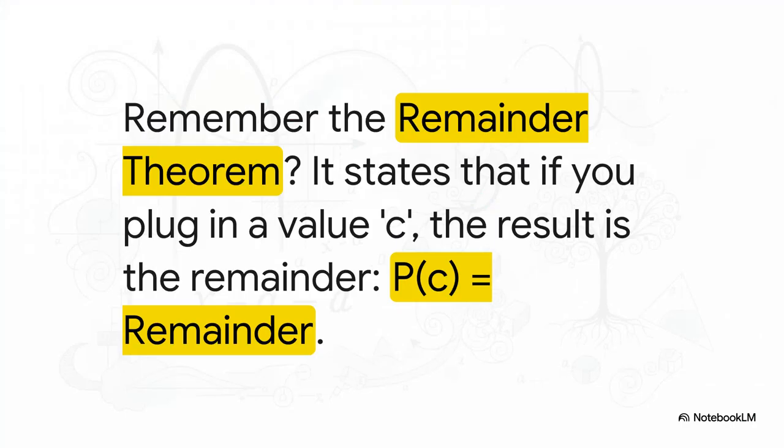Okay, first, let's just rewind the tape a little bit to the remainder theorem. You remember this guy, right? All it says is that if you take a number, let's call it c, and you plug it into a polynomial, the answer you get is the exact same as the remainder you'd find if you divided that polynomial by x minus c. It's a really neat shortcut.